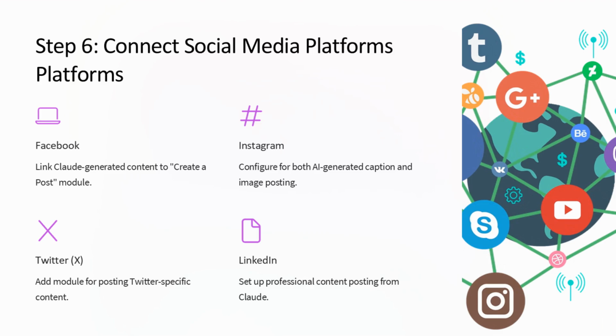Step 6. Connect social media platforms. Finally, connect your social media accounts to Make.com. Facebook. Select Create a post and link the Facebook text content generated by Claude. Instagram. Configure it to post both the caption and the image created earlier. Twitter, X. Add the text content for Twitter. LinkedIn. Set it up to post the LinkedIn-specific content.